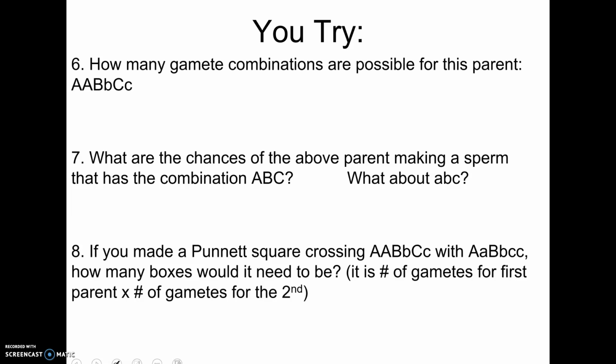So how many gamete combinations are possible for this parent? All right, so for the A's, they're not heterozygous. Remember, the formula is going to be 2 to the n. N is just going to represent heterozygous pairs. So A is not heterozygous. There are only 2 heterozygous pairs, so it's going to be 2 squared, or 4 possible combinations. Now, what are the 4 possible combinations?